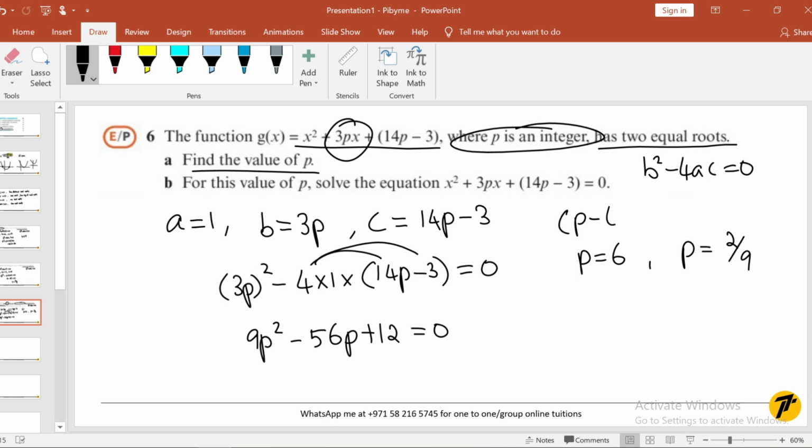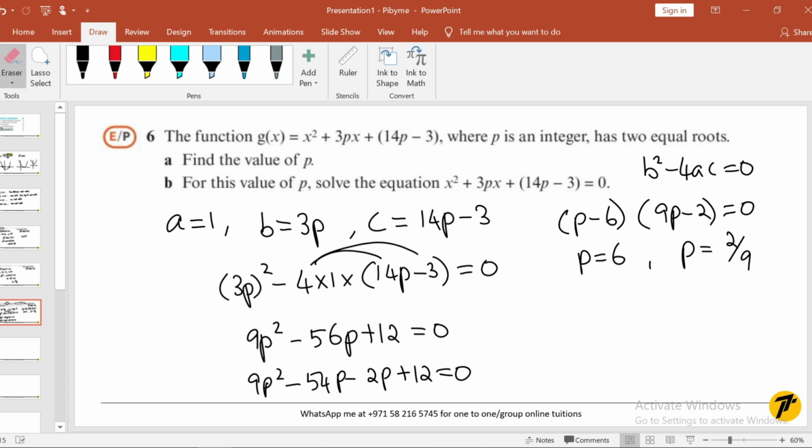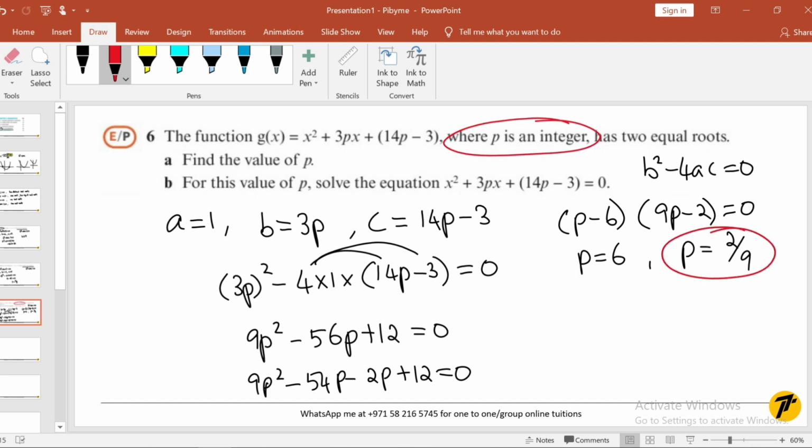So again, you are allowed to use your calculator to solve this, but you need to write 2 more steps. Write p minus 6 times 9p minus 2 is 0. Open the bracket and write one more step here: 9p square minus 54p minus 2p plus 12 is 0. That's it. Finally, we got the values of p, but the question says p is an integer, so you can just put a cross here, tick here. In fact, your Pearson Edexcel curriculum allowed this. Or if you want, you can write p is equal to 6 one more time.